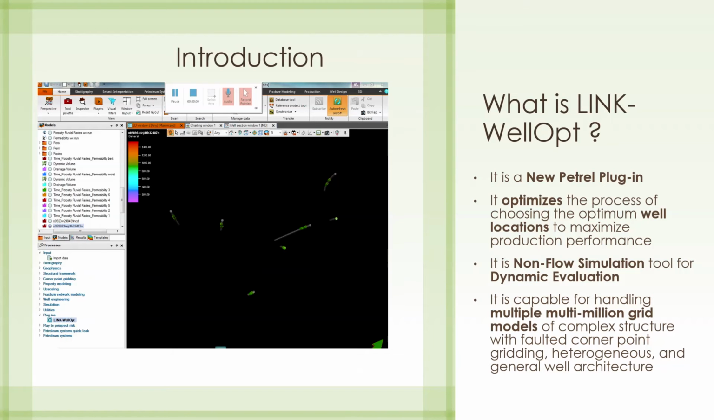menu. The main purpose of LINK-WellOpt is to optimize the process of choosing the optimal well locations in order to maximize production performance. The optimization is done by evaluating the drainage volume from each well, followed by flow rate estimation to get recovery. You can see in the movie how the volume connected to a particular well evolves through time.